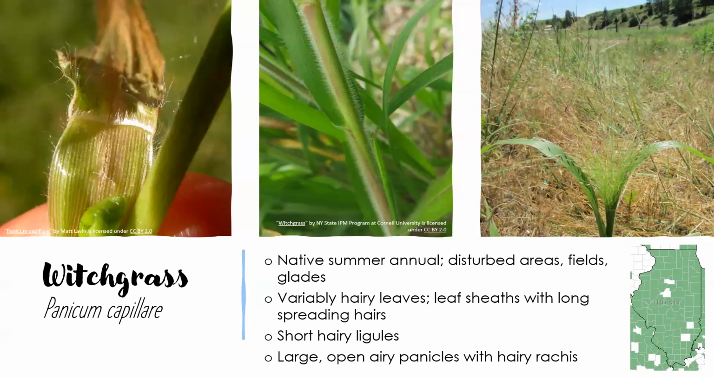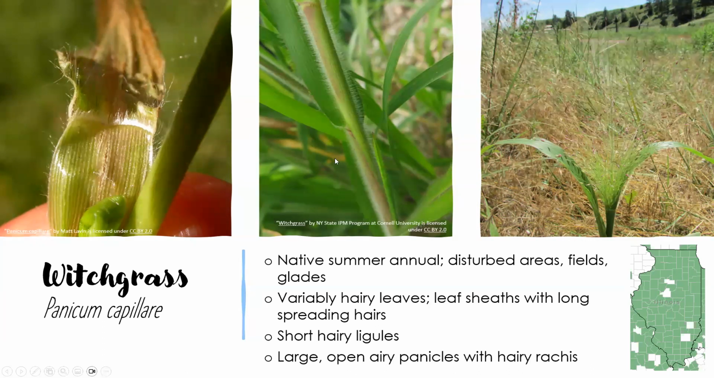This is a native summer annual, just like the last one, finding it in really similar areas like disturbed areas, fields, and even some glades. On this one, the leaf blades can be hairy, like we see in the center photo, but usually the sheaths are always hairy. So that's going to be that comparison between this one and the last one. We have tons of these hairs on this witchgrass. It's a super hairy plant. And it does have a short hairy ligule as well. You can see that in this picture right here.